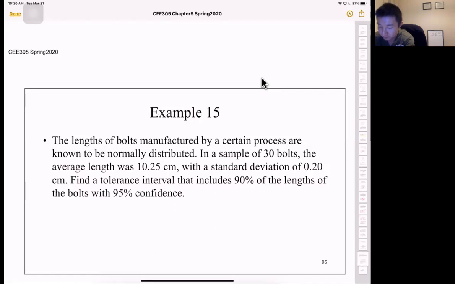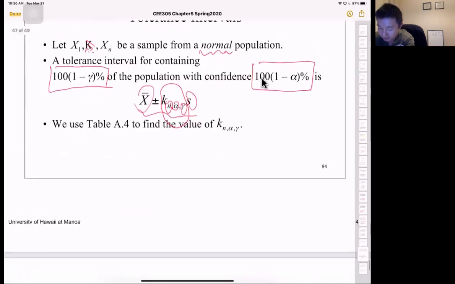The n is the sample size. Okay, so alpha is the confidence level alpha here. Okay, and gamma is the value here, depending on what proportion, what percentage of the population the interval carries. So the gamma is here.